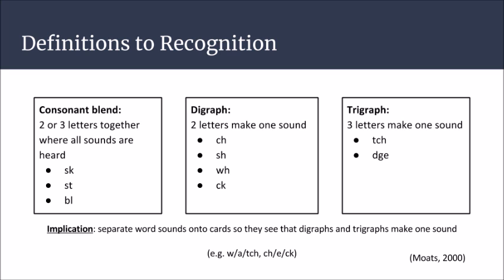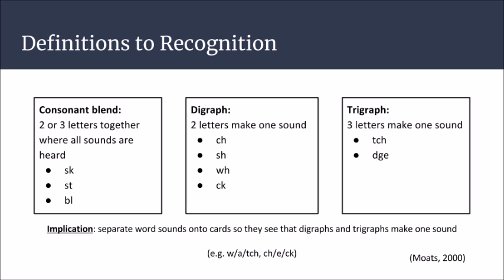We'll start with some basic definitions that are really important for students to know and to be able to recognize. So first we have a consonant blend. Do they know that a consonant blend is when 2 or 3 letters are together where all sounds are heard, like in sk, st, or bl? Or a digraph where 2 letters make one sound, like ch, sh, w, k. And then there's a trigraph where 3 letters make one sound, like in ch and j.